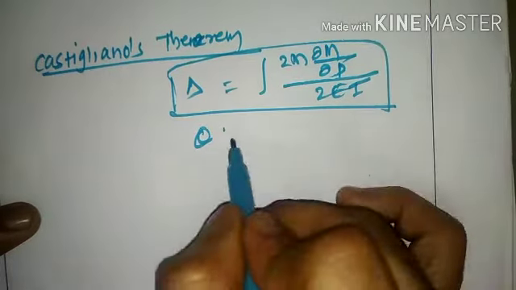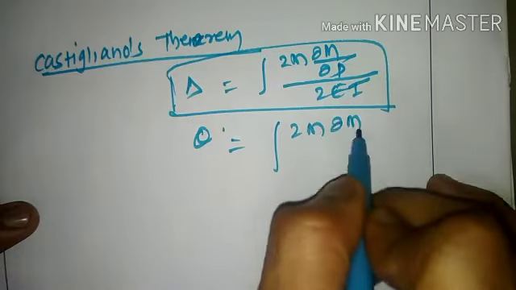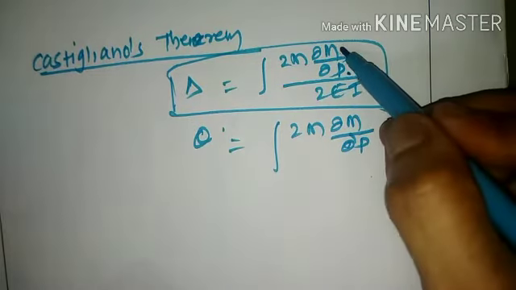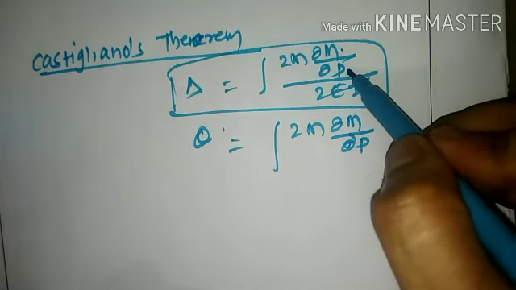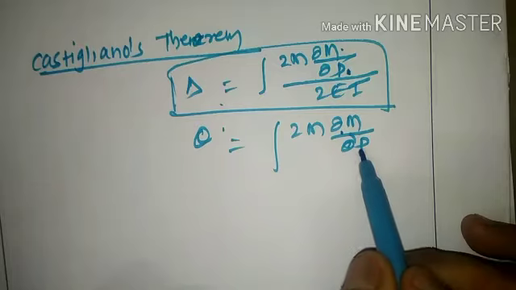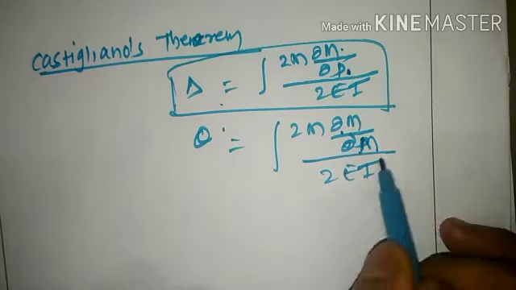Likewise, the partial differentiation of strain energy with respect to moment. Earlier, the partial differentiation of strain energy with respect to load gives deflection. Likewise, the partial differentiation of strain energy with respect to moment will give the slope at that particular section.